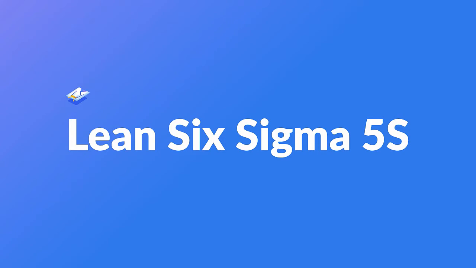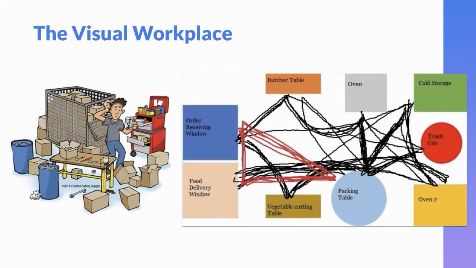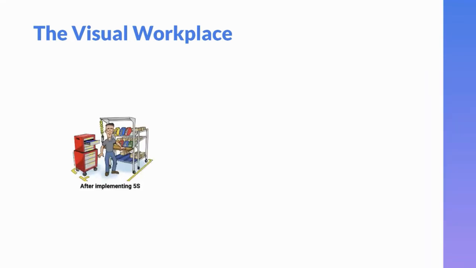Let's dive in! A messy and cluttered workplace increases waste and drastically hinders productivity. In the image on the left, we see the workers confused about the location of the tools needed to get the job done. In the image on the right, we see the pathway of a worker over the course of their workday, moving between each tool they need to get the job done. Their path is messy and convoluted.